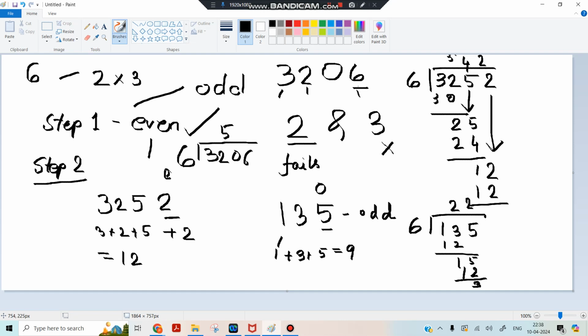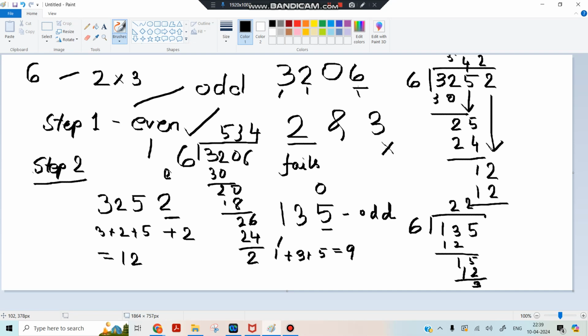So 6 times 5 is 30. Remainder is 2. 0 comes down, 20. 6 times 3 is 18. Remainder 2. 6 comes down. 6 times 4 is 24. And remainder is 2. So we see that this number is not divisible by 6 because it was not divisible by 3.